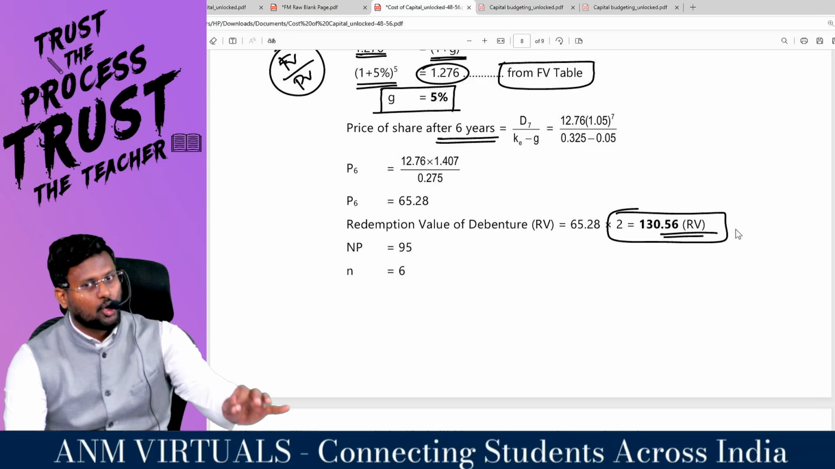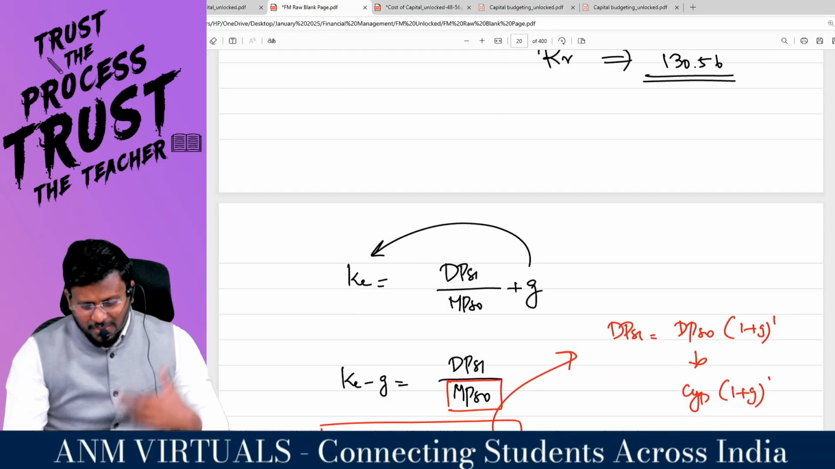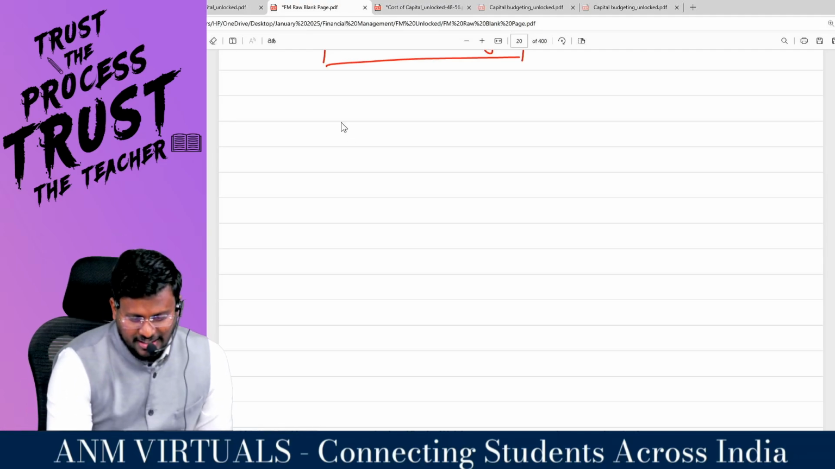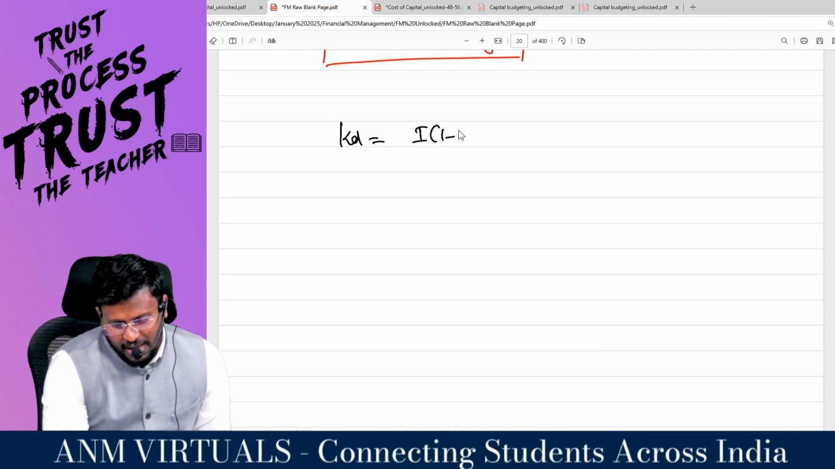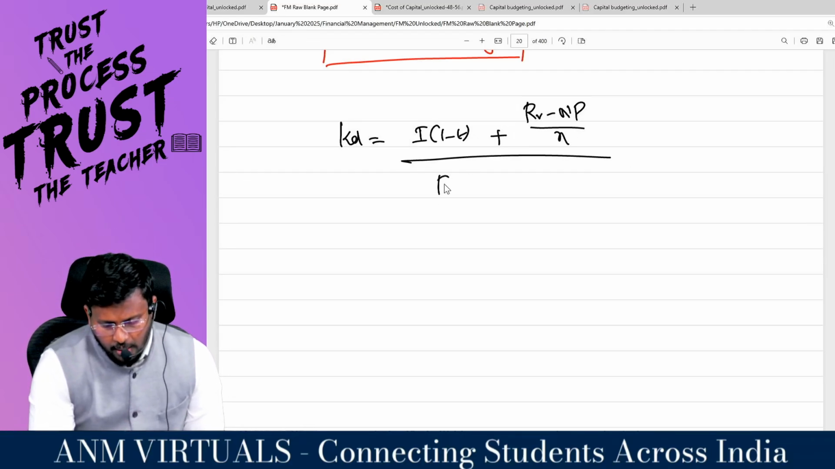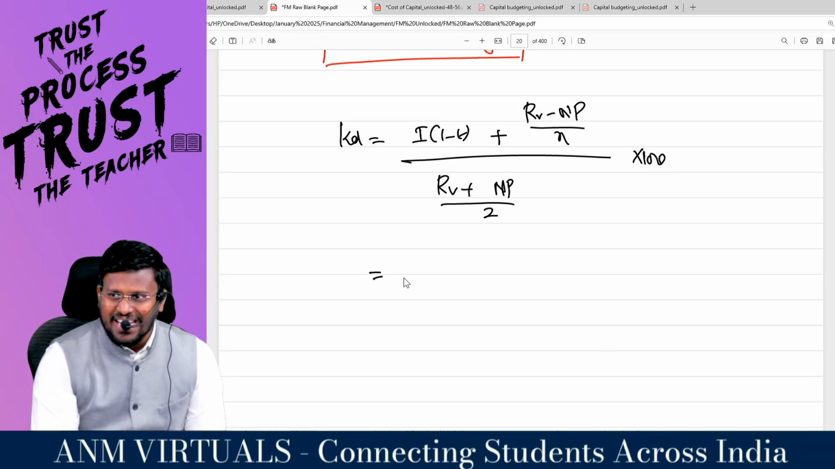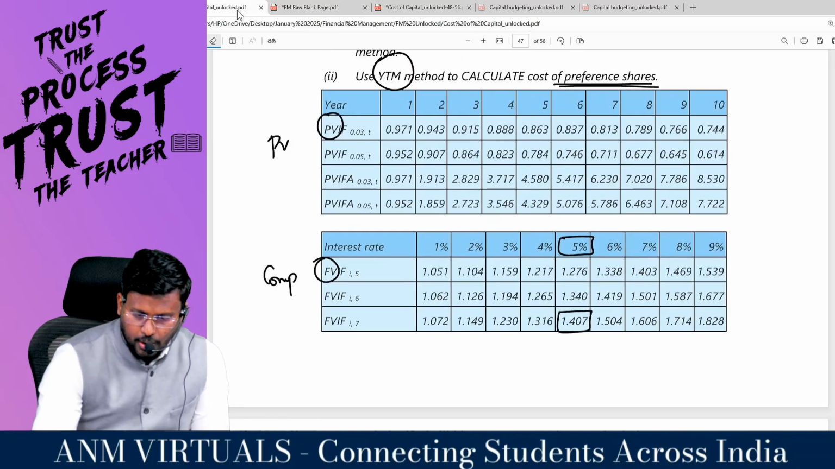Are you comfortable with what I am telling you? Now, my dear lovable students, we can use our general formula: KD is equal to I into 1 minus T plus RV minus NP divided by N, whole divided by RV plus NP divided by 2, into 100. Comfortable, sir? What is I? I stands for interest. How much percent are they going to pay?